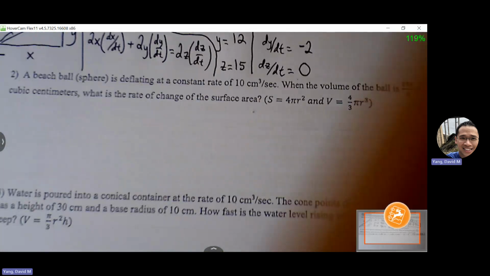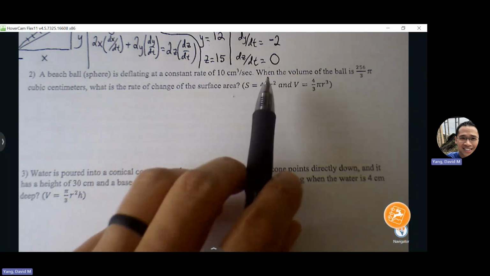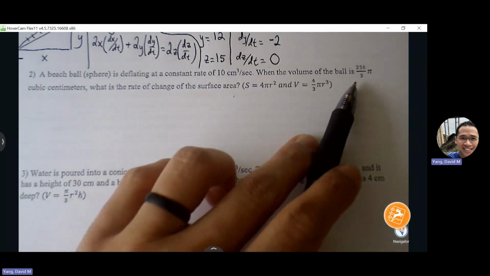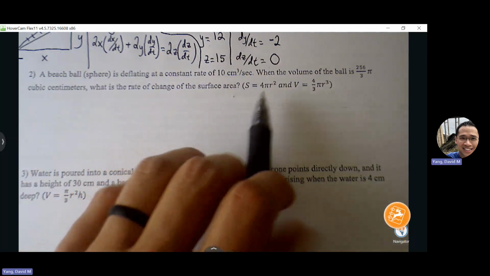Number 2, we have a beach ball that's deflating at a constant rate of 10 cubic centimeters per second. When the volume of the ball is 256/3 pi cubic centimeters, what is the rate of change of the surface area?